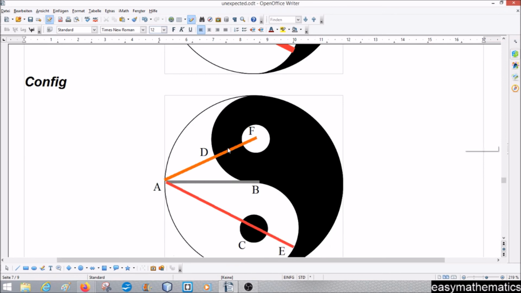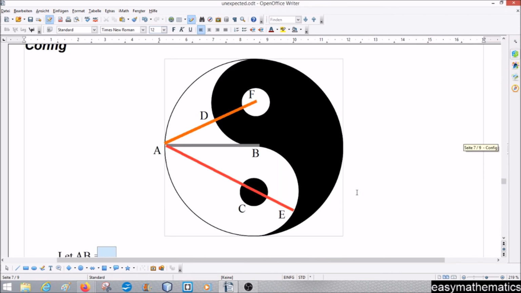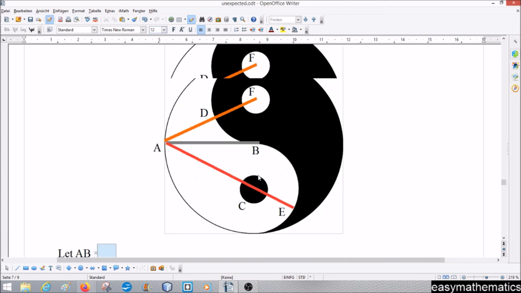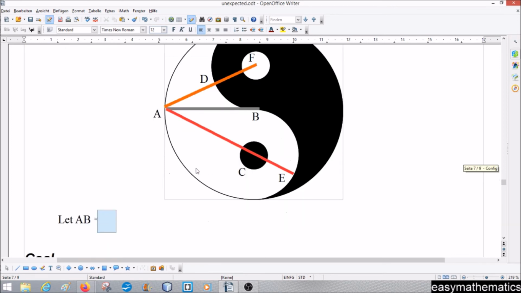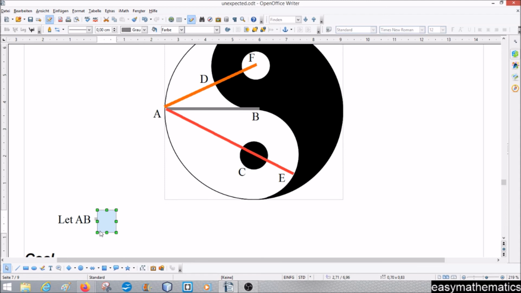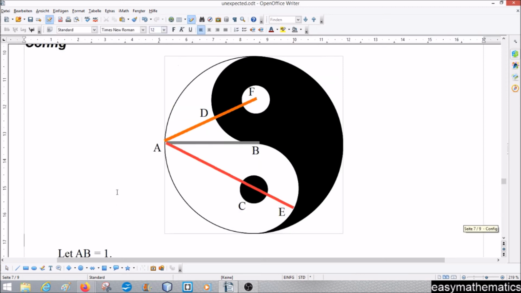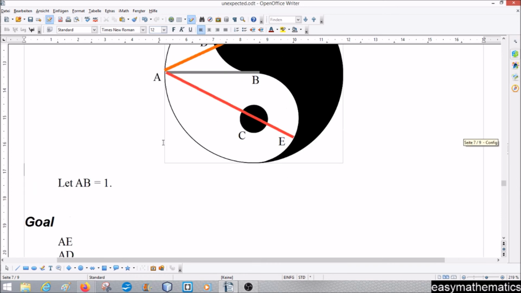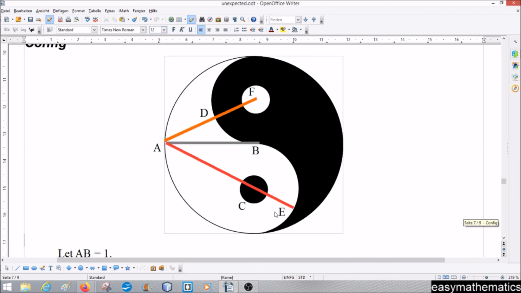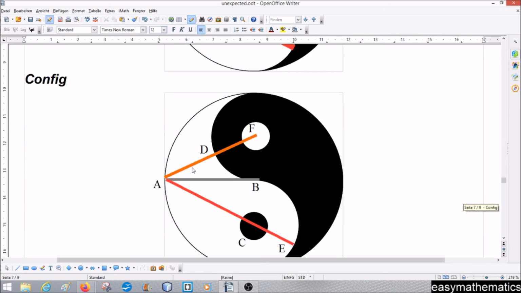So we set up our configuration. We need some lengths. I call the points A, B, C, D, E, F. C is the midpoint of the black circle, F is the midpoint of the white circle, E is the intersection point, and so on. This is our setup. Because we are free in choosing our length, we are just talking about scaling. So we say let AB be equal to 1, and what we want is AD, so the whole red one, this one. Alright?